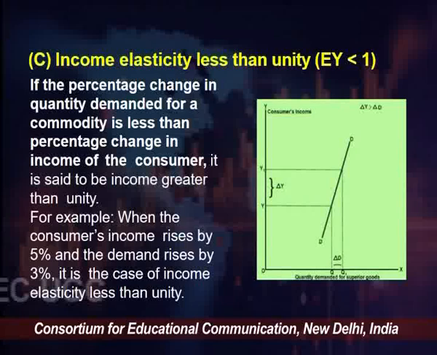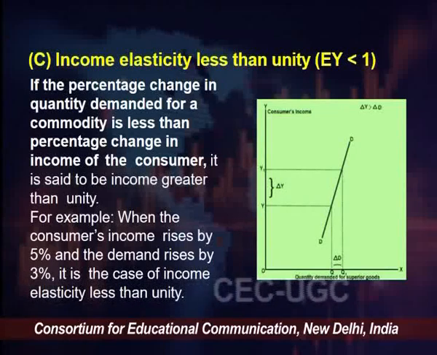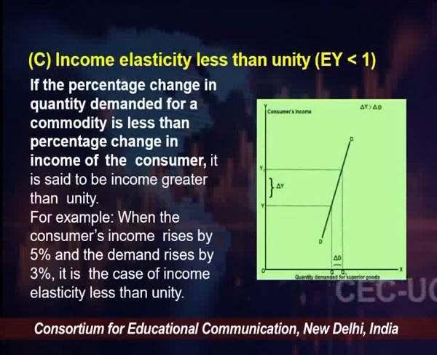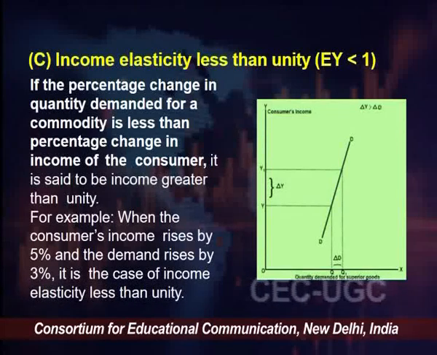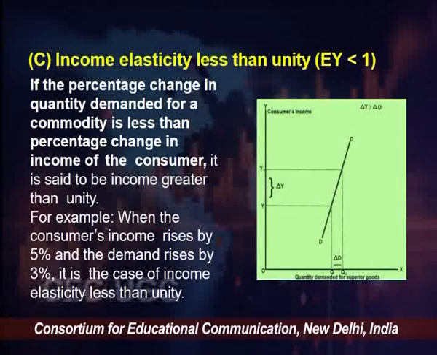The next is income elasticity less than 1. Now if the percentage change in quantity demanded for a commodity is less than the percentage change in income of the consumer, then it is said to be income elasticity of demand less than unity. For example, if the consumer's income rises by 5% and the demand rises by 3%, it is the case where income elasticity is less than 1.